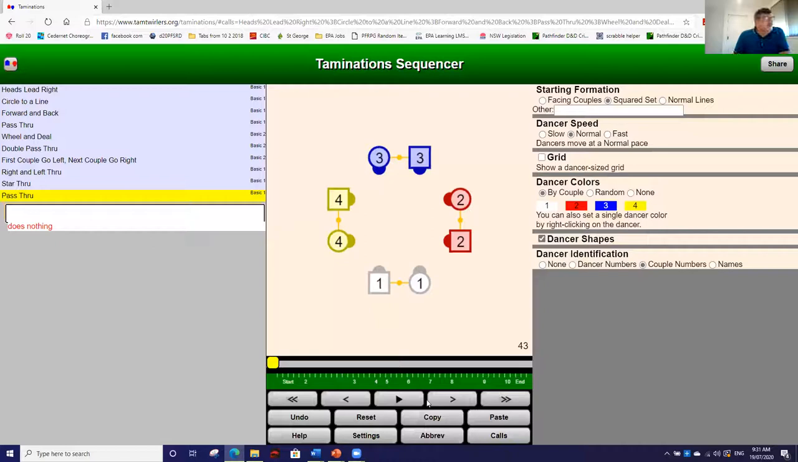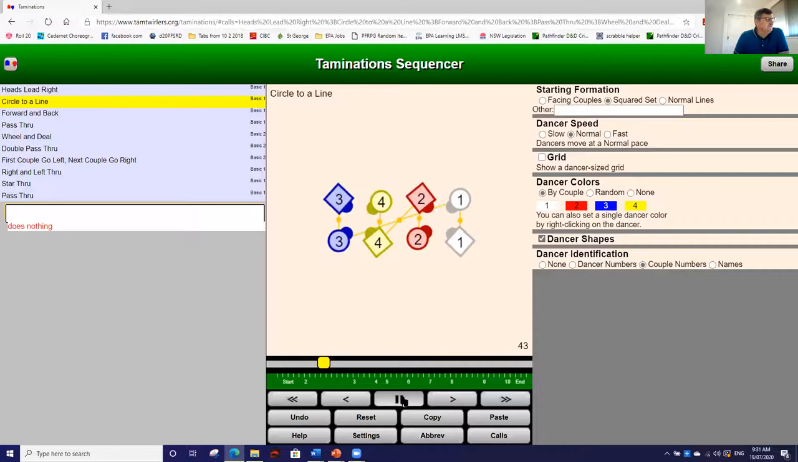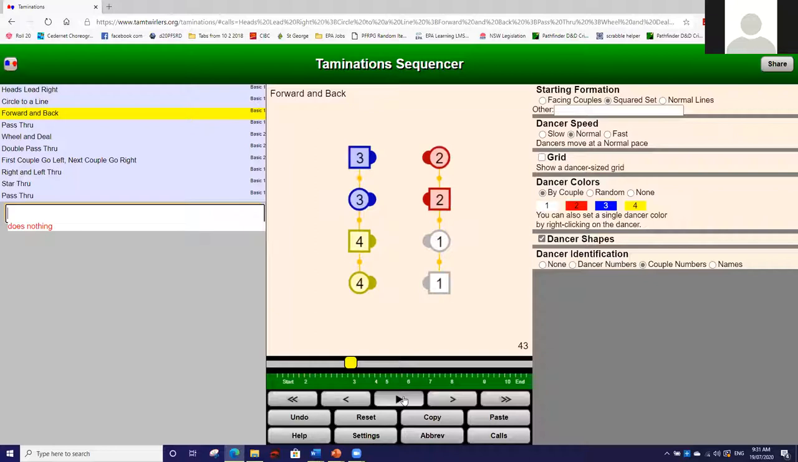You guys can all yell out stop, newer callers in particular. Tell me when we get to one of our known fixed points, corner box or partner line. Our first movement is heads lead to the right, circle to the line, forward and back. Stop right there. Partner line. There's a fixed point. What is that fixed point? Partner line. Okay, next one.